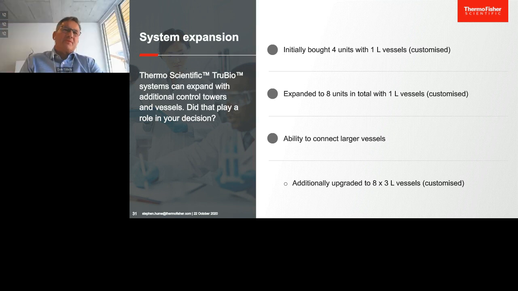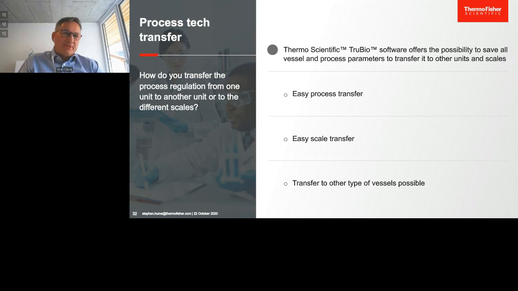Okay, yeah. So now you have multiple vessels, and you might want to transfer your process control strategy from one vessel to another. How do you transfer the process regulation between those vessels, or even 2 vessels in a different size?